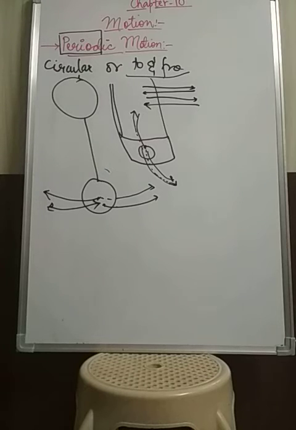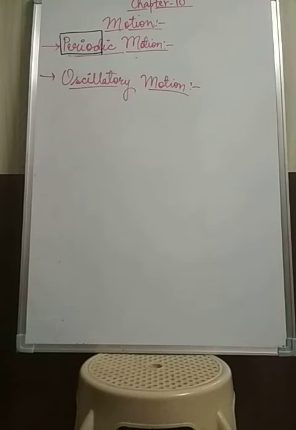Okay, now the next type of motion is oscillatory motion. So what is oscillatory motion? Just consider the motion of a hanging bell. You might have seen the bells in the temples, okay?